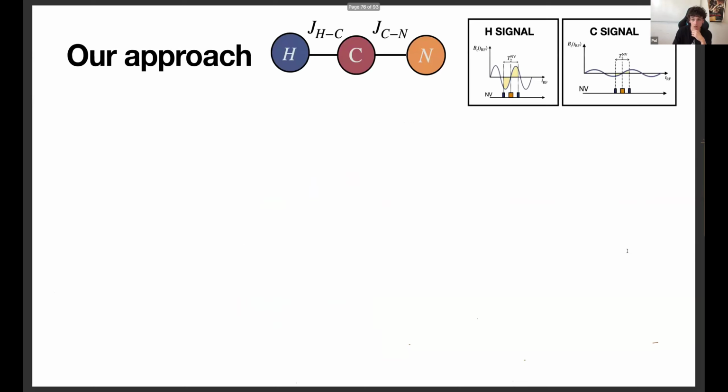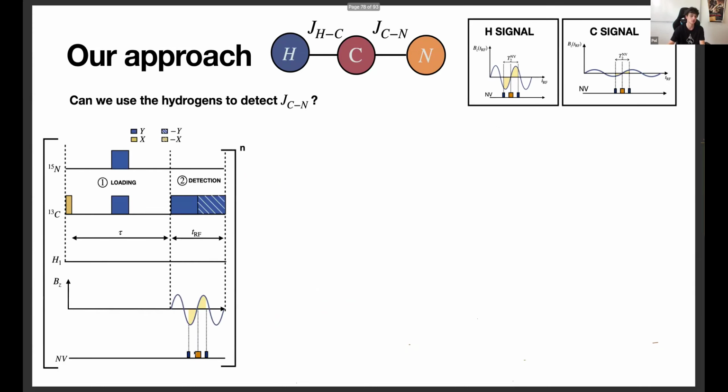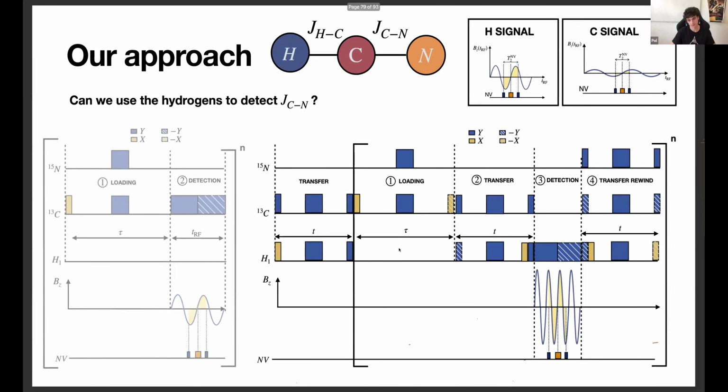Okay, so remember, let's keep the same molecule and remember these two phase acquisitions. And okay, so the idea is the following. Can I measure the J-coupling, in this case corresponding to the carbon and nitrogen, but through the hydrogen, leveraging its higher amplitude? Well, the initial sequence was like this, and our proposal is to modify it, or to invent a new one that looks like this.